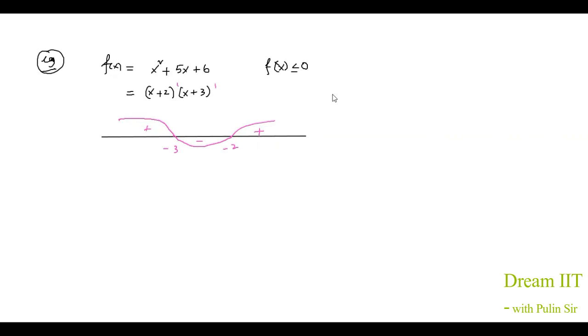So now you tell where f(x) will be less than or equal to 0. It will be less than or equal to 0 if it is from -3 to -2. Great. Okay. So you'll be getting this kind of problem.